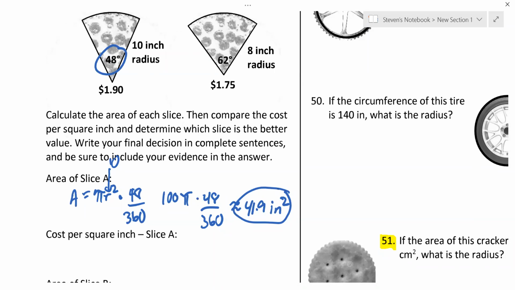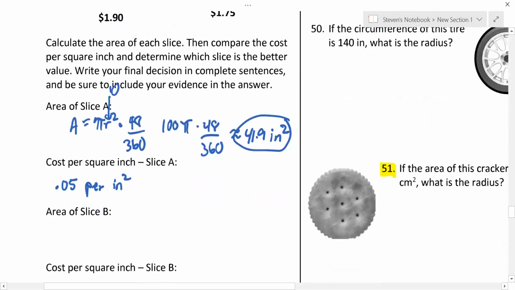And I'm getting, sorry, my calculator, I had to clear it out. So again, I'm taking the cost and I'm dividing it: 1.9 divided by 41.9. Okay, I'm getting like 0.045, right? Which is 5 cents. So I'm getting 0.05, which is 5 cents per square inch. That's how much it costs, 5 cents per square inch.